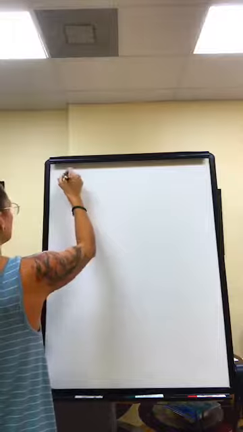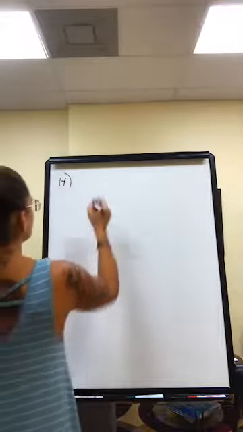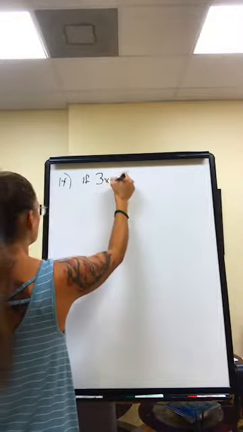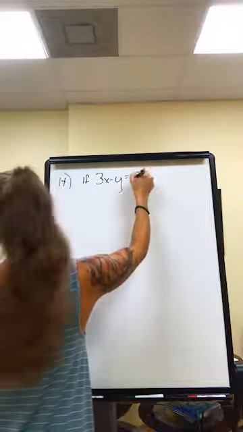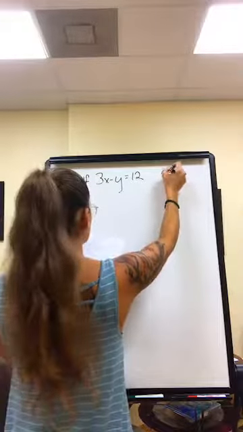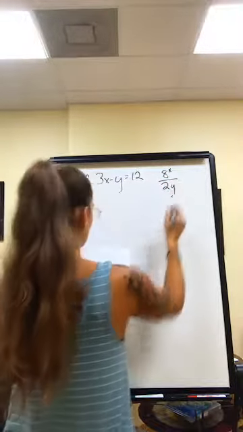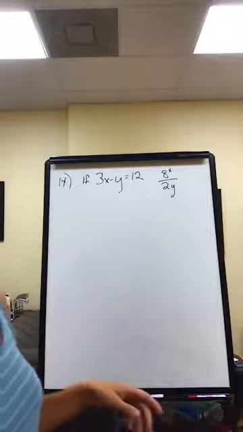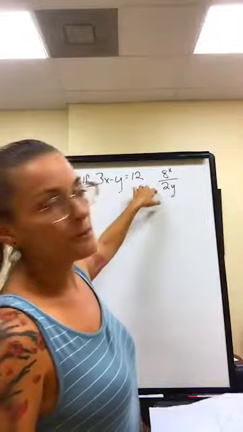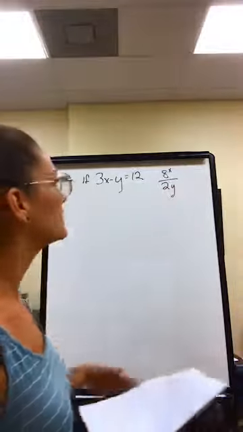All right, next question. Number 14. If 3x minus y equals 12, we need to find an equivalent to 8 to the x over 2 to the y. So 2 is a cube root of 8, so we're able to change that so that these both have the same base, and then we're going to be able to manipulate it and change it a little bit, all right?